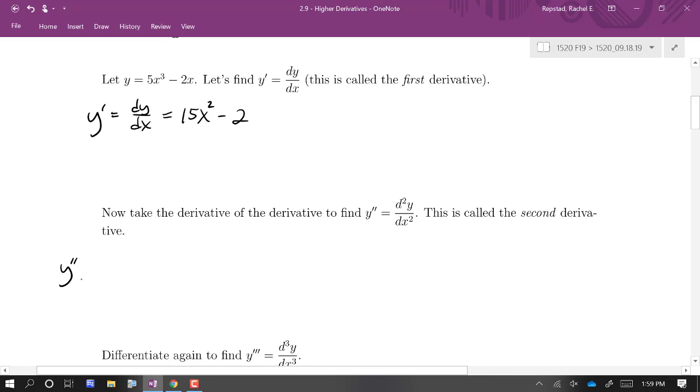We use two tick marks, or d squared y dx squared. I'm going to explain this notation a little bit. The little superscript, I say squared, but we're not actually squaring something. The reason the superscript is on the d here is because we're taking the derivative twice. The reason it's on the x here is because we've differentiated with respect to x both times. So it's the derivative with respect to x of dy dx.